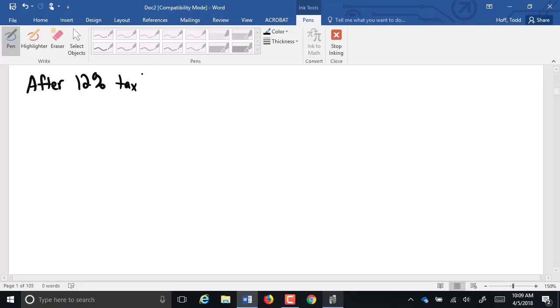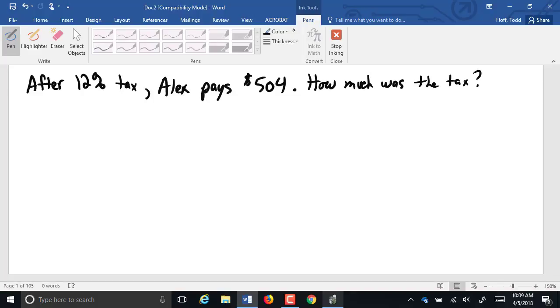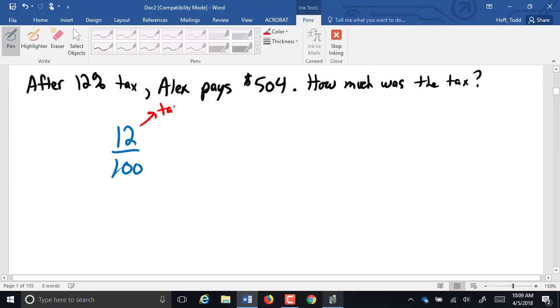So let's say after 12% tax, Alex pays $504. How much was the tax? So again, we have that 12%, 12 over 100. And 12 does represent the tax. The 100 represents the before tax, right?